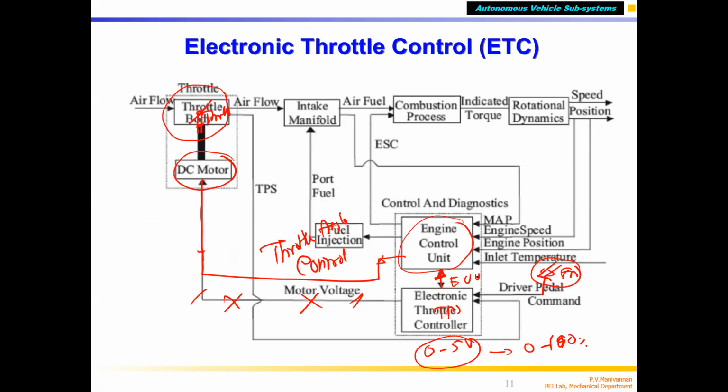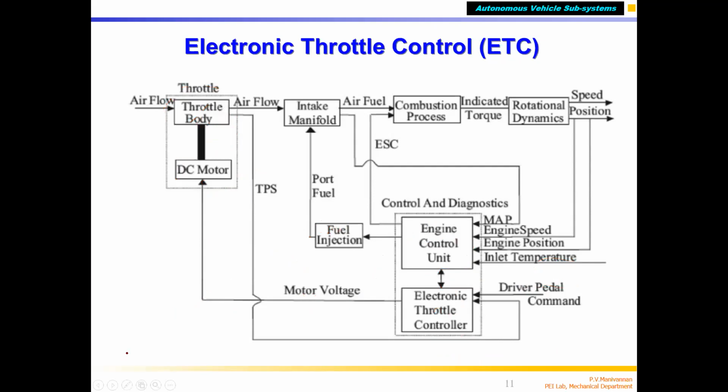So the amount of air that goes in will be decided by theta, the degree to which the throttle is opening. That is controlled by the DC motor, which in turn gets the command from the ECU. The ECU gets the driver demand from the TPS sensor. So this is called electronic control, by which we can make the vehicle electronically controlled. The throttle is also controlled electronically. Air is sucked in, combustion happens inside the combustion chamber, which in turn produces torque.